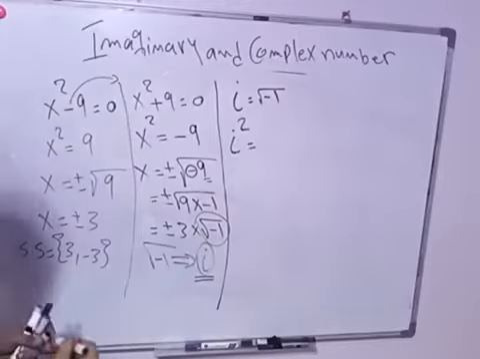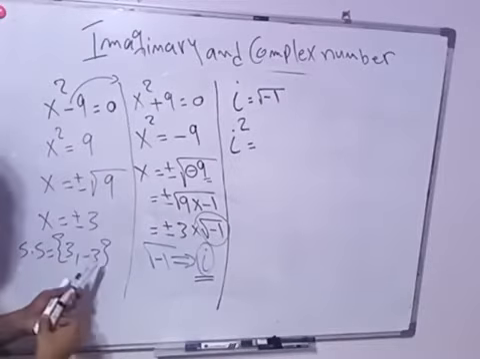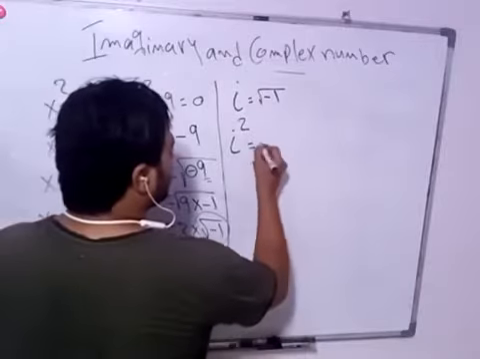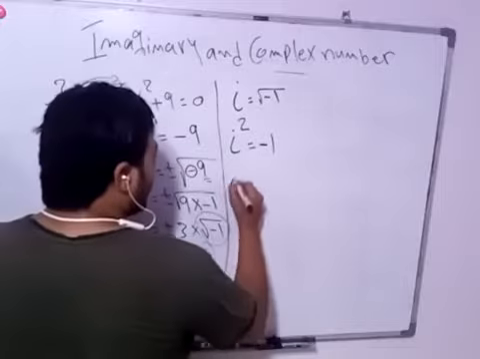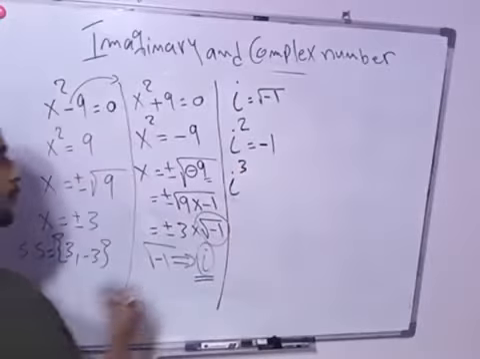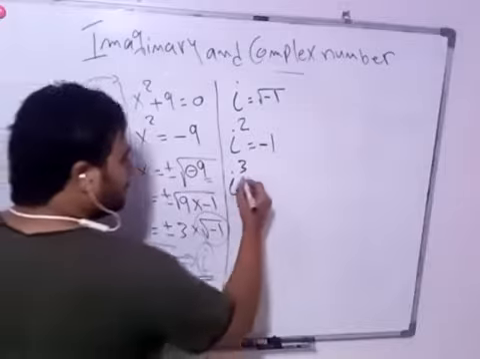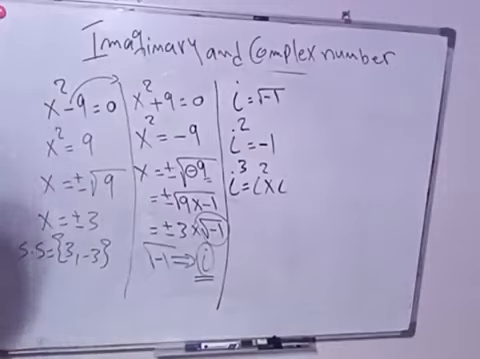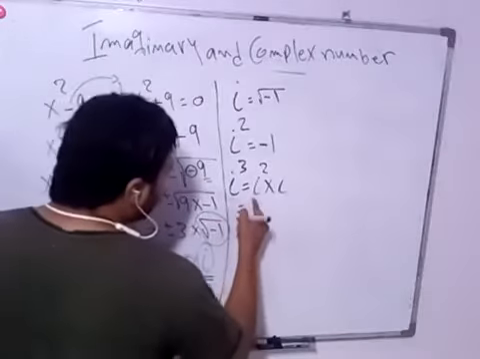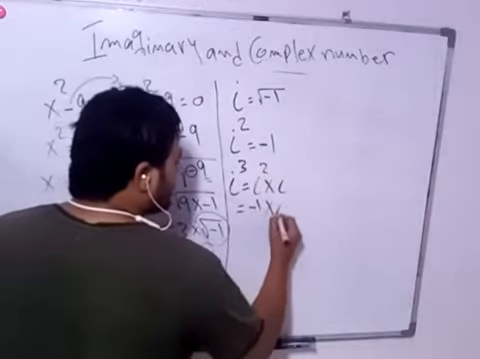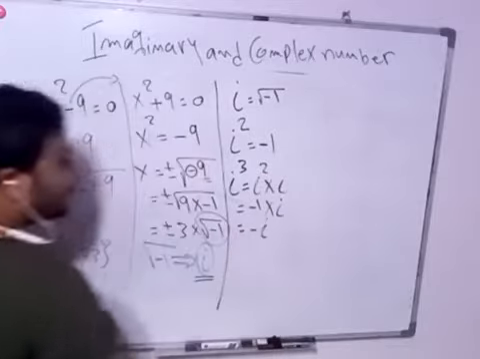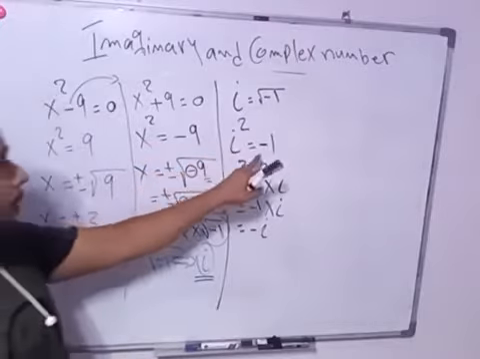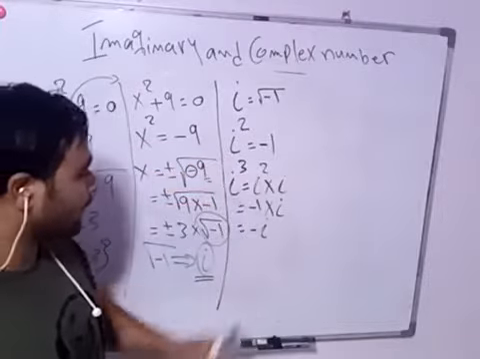i to the power 2. Yes, power 2 cancels the square root. So I have i to the power 2 equal negative 1. What about i to the power 3? So i to the power 3 means i to the power 2 times i to the power 1. Revision with me, exponents. So i to the power 2 equal negative 1 times i equal negative i. So i equal square root of negative 1, i to the power 2 equal negative 1, i to the power 3 equal negative i.